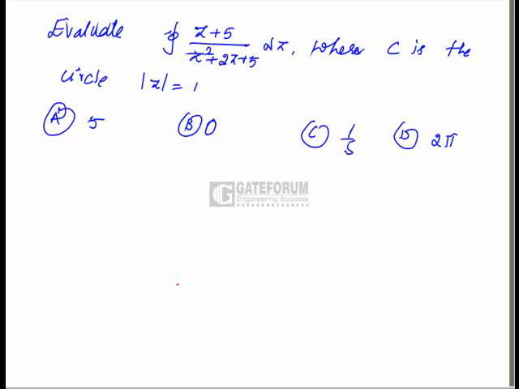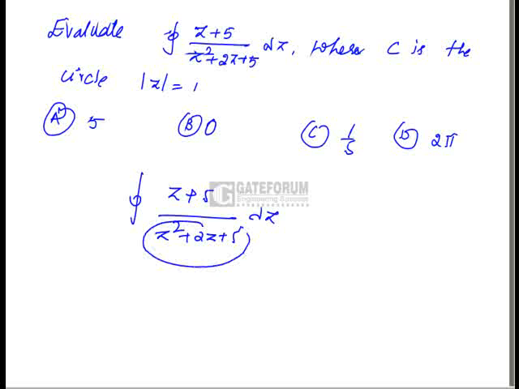Now, we have to evaluate the integral of (z + 5) by (z square + 2z + 5) dz. In order to find this integral, we have to find the poles of the denominator, that is z square + 2z + 5. In order to find the poles, we'll equate it to 0. Now, the value of z will be -1 plus or minus 2i.